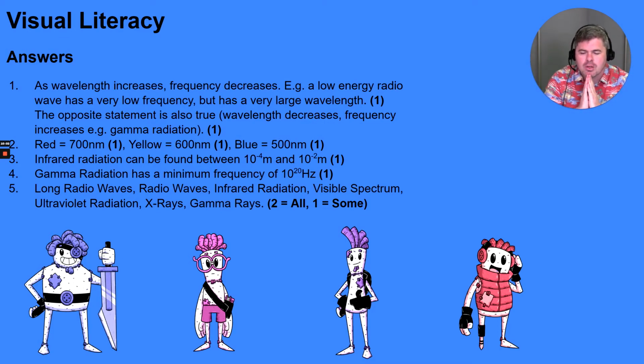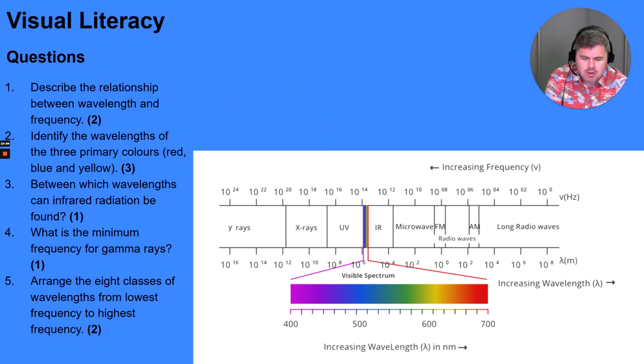Question 2. If we're looking at the image, we can see down the bottom the visible spectrum has been blown up for us. So we just need to find where the red, yellow, and blue are located. So red is located at the very end on the right hand side, so it'd be 700 nanometers long. Yellow is around about the 600 mark. I'd say close to maybe 610, but if you wrote 600, fantastic, that's fine.